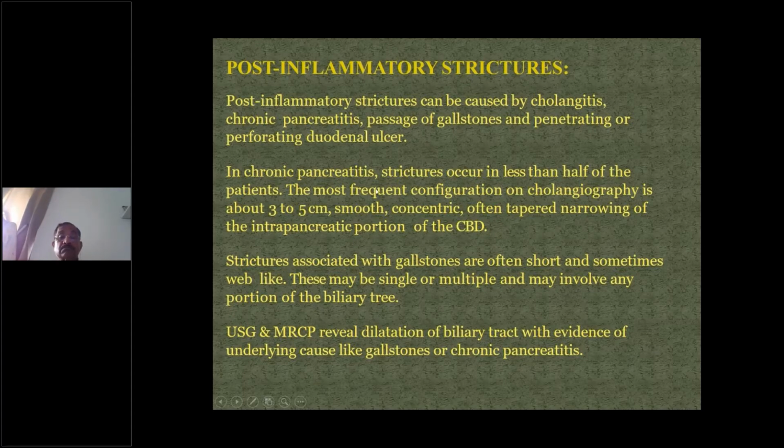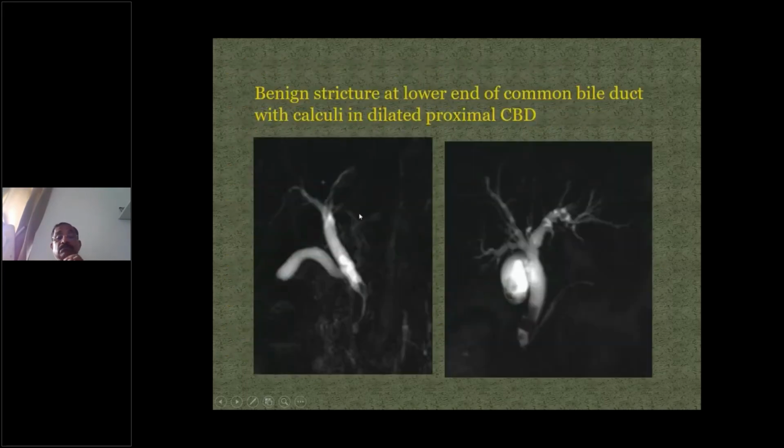While the strictures which are associated with gallstones are normally very short, they may be single or multiple and can occur at any level. Ultrasound and MRCP will reveal the dilatation of the biliary tract, and often you can see the underlying cause like gallstones or chronic pancreatitis. So in this case, there is a lower end CBD calculus and there is a benign stricture.